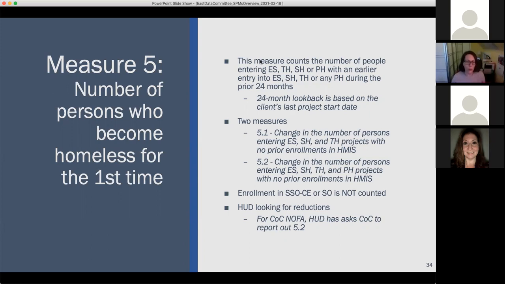And there are two sort of measures, 5.1 and 5.2. 5.2 has the PH projects included in it, and 5.1 does not. Again, SSO not included, and street outreach not included in this. So it really is focused on folks who are enrolled in a more typical project. And then HUD wants to see reductions in this, and we have to report out 5.2.